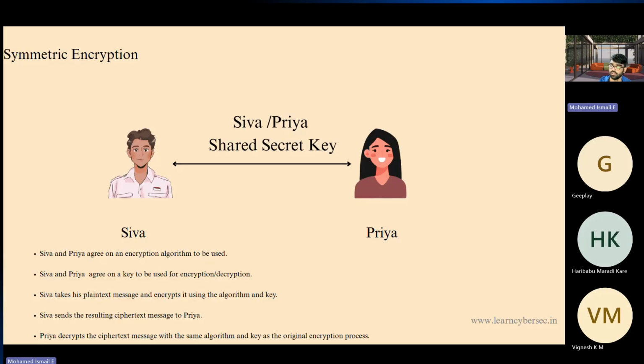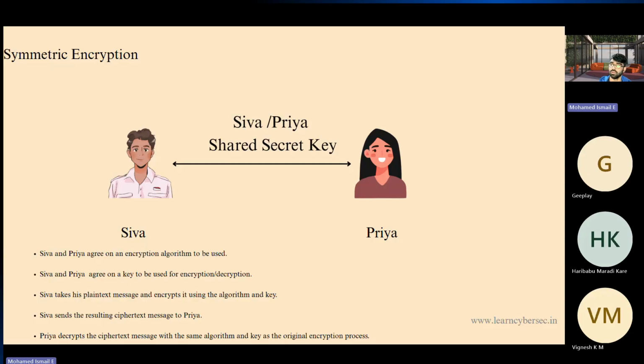Simple. Nothing complex. Symmetric is very simple to understand. Same key, same algorithm. Sender and receiver both use the same key to encrypt as well as decrypt. There is one major problem with this approach. It's a very simple algorithm, and much faster because we are using the same key to encrypt and decrypt. Because of that, it's much faster and quicker, right?